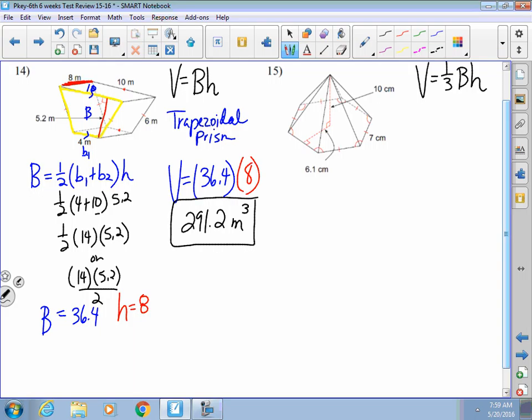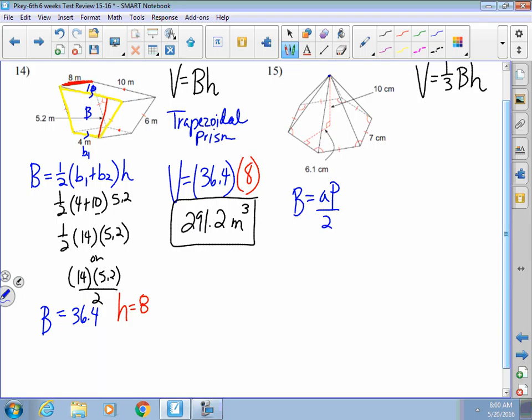And you're definitely going to see the shape on 15, which is a hexagonal pyramid. Okay, it's a pyramid because the faces meet at one point up here. So again, we need the B for a hexagon, which is a regular polygon. This is one we have to remember. A times P divided by 2.